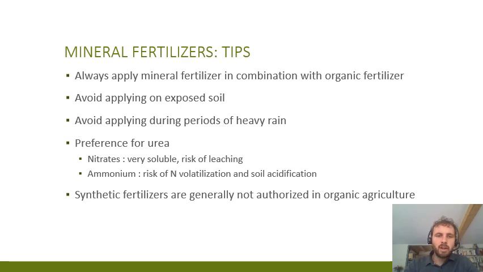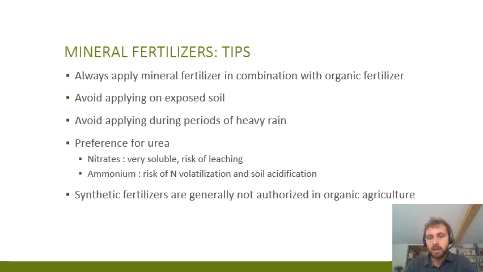And you should prefer for nitrogen urea to nitrate and ammonium, because nitrate is very soluble, so you have a high risk of leaching, and ammonium has a high risk of N volatilization, especially if it's in contact with the air. And ammonium is acidic and will acidify your soil, which is often already a problem in the tropics. Okay, these are a few tips if you want to use mineral fertilizer.